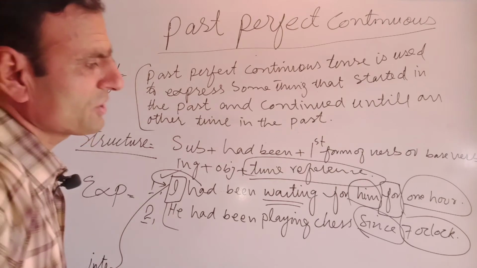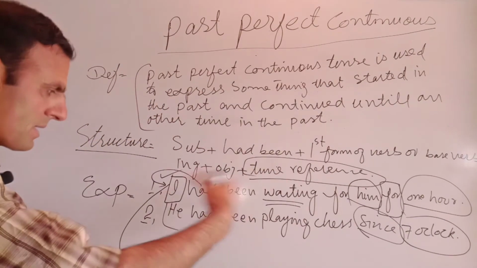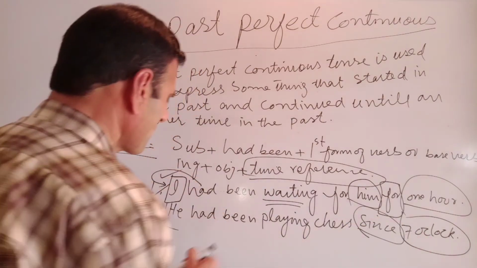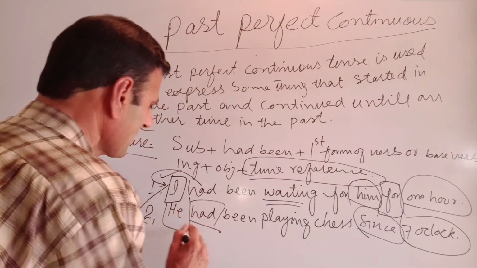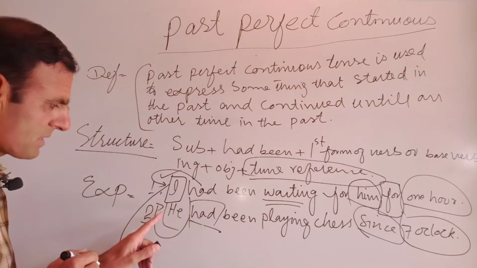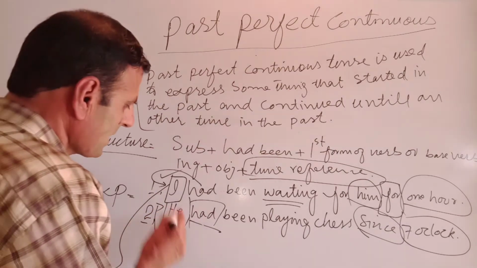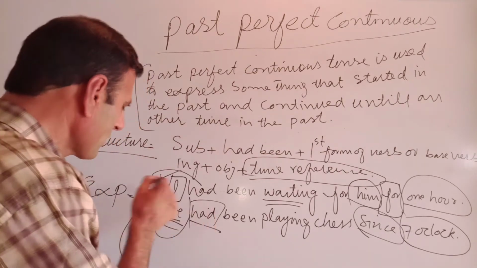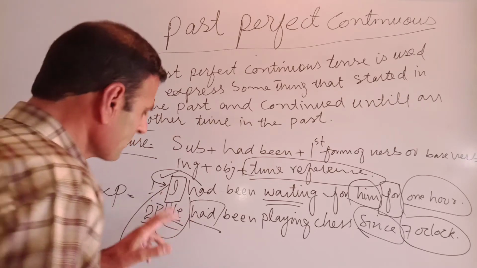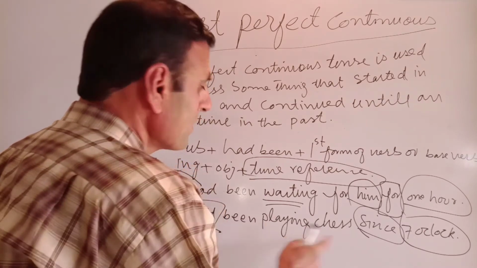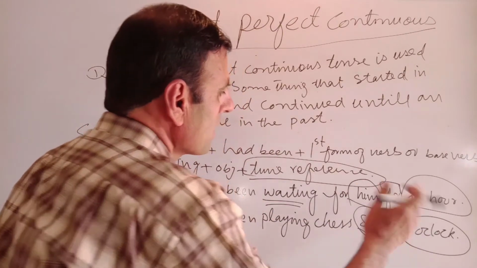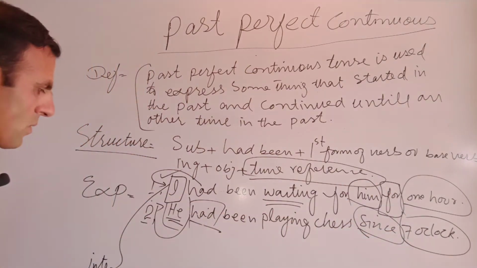There is another example: he had been playing chess since 7 o'clock. Now we change the same sentence into interrogative. We put had before the subject. The subject is he. Had comes at the start of the sentence, followed by the subject. Had he been playing chess since 7 o'clock? Now we are asking if he was playing chess since 7 o'clock.